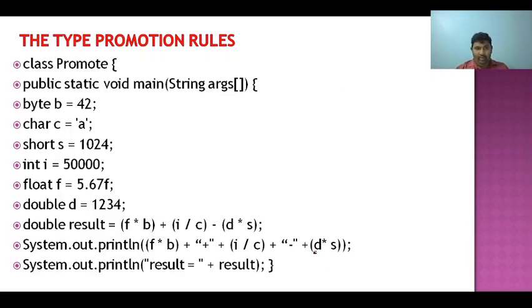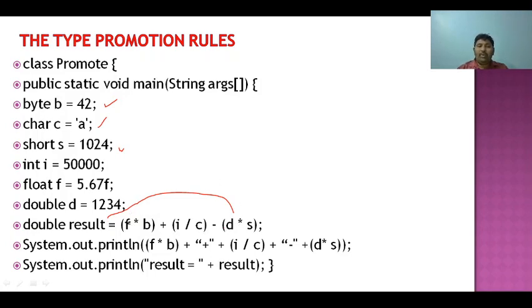Here is a simple program for understanding. Here I have a byte variable b = 42, a char variable c assigned a character, and a short variable 104. Like that I have the values. Simply what I have done is f into b, and so on. Here what is the largest type? Double. So the entire expression is promoted to double. That's why I can directly store the double expression into the result variable.